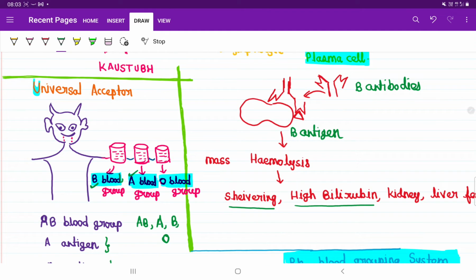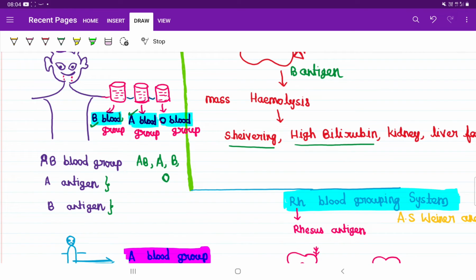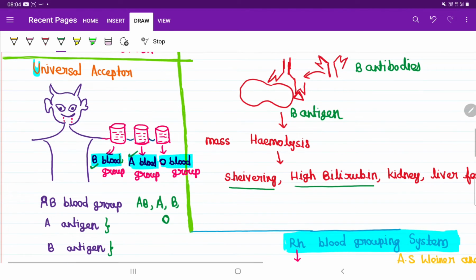is drinking okay, is drinking blood of all kinds? Obviously, during blood transfusion we will not allow the person to drink the blood, we will transfuse it intravenously, right? So yes, but this person can accept blood from the A blood group, B blood group, O blood group, and AB blood group. So that's why we'll call this guy the universal acceptor.